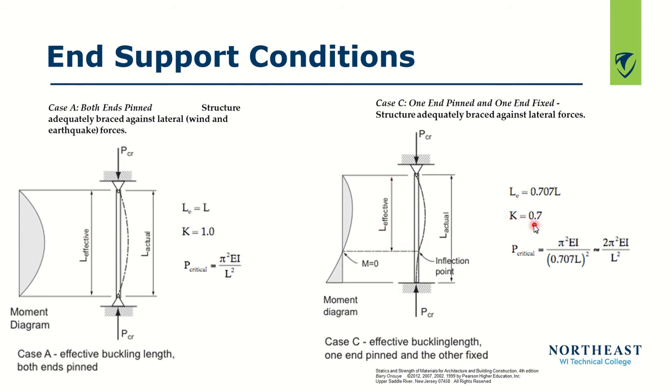So my K value is actually 0.7. So my effective length is 0.707 times the length. So basically my effective length is less. If I look into this equation, if I divide by a smaller number, I get a larger critical stress. So that's how that works.